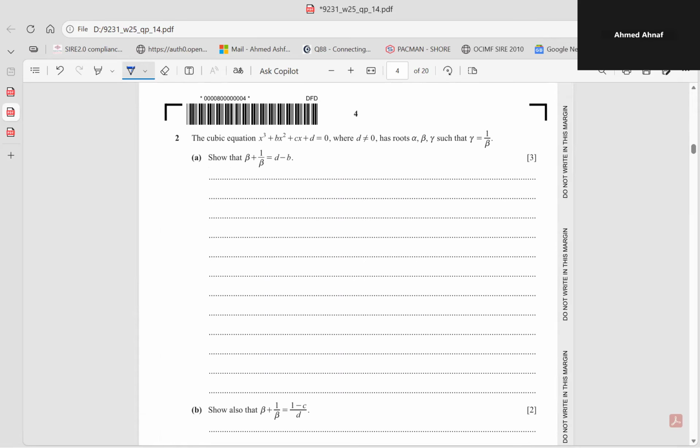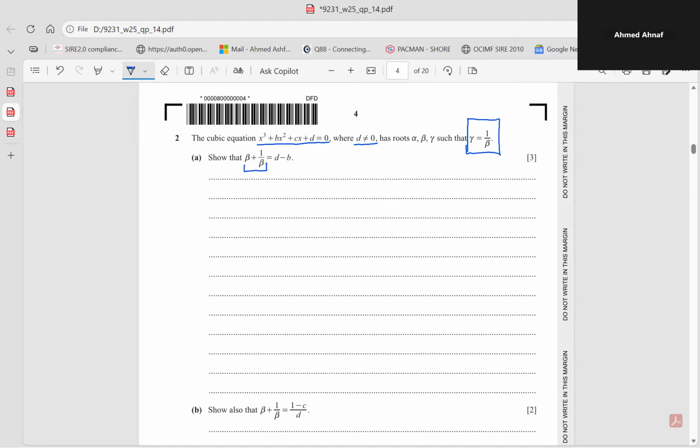Okay, so for the second question, this is a sum and product of roots question. We're given a cubic equation, a general one, where d is not equal to 0 and has roots alpha, beta, gamma, such that gamma is 1 over beta. This is the important part that we have to use. For the first part, we are told to show that beta plus 1 over beta is d minus b.